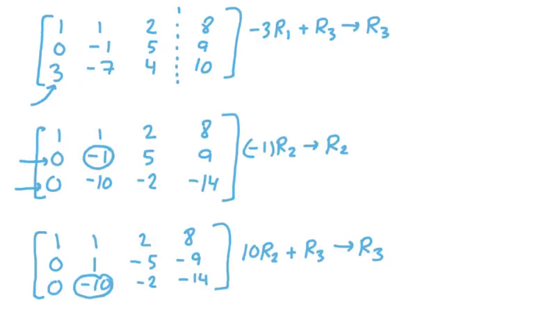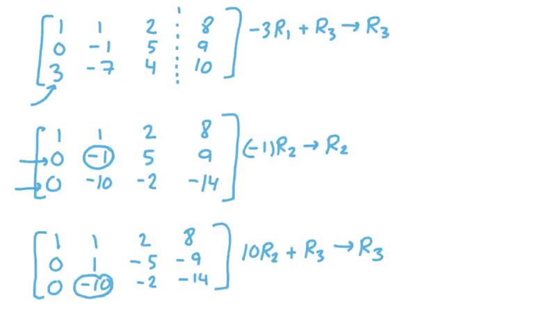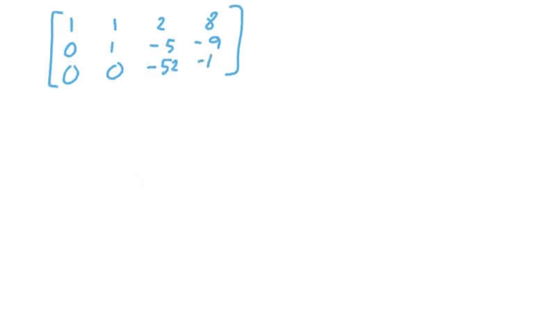From there, I'm going to take 10 times negative 5 and get negative 50. Negative 50 minus 2 is negative 52. And then lastly, 10 times negative 9 is negative 90. Negative 90 minus 14 is negative 104.